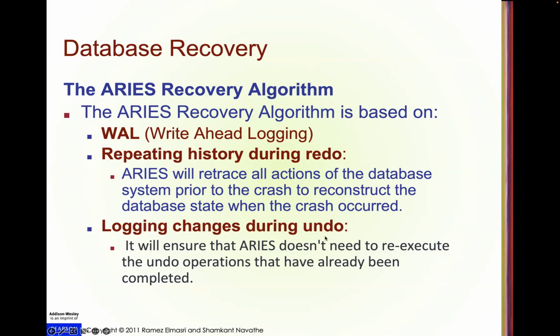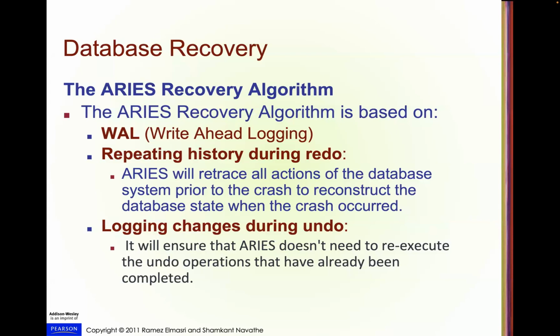Now let us see how it uses undo. It makes sure that the undo process is not repeated again and again. Why? Because if a transaction occurred before the system crash and was not committed, it means the transaction was in the middle of its execution and it crashed. In this case, ARIES has to undo the changes this transaction made to the database to get the database back into a consistent state.